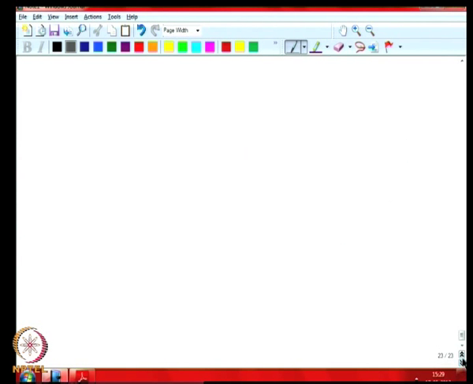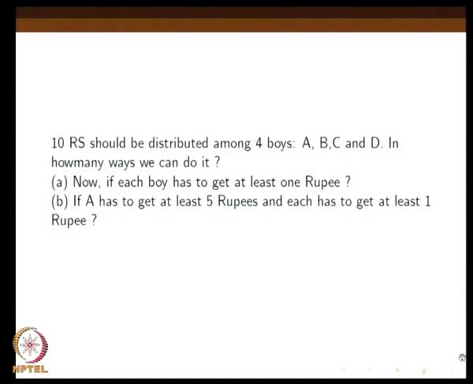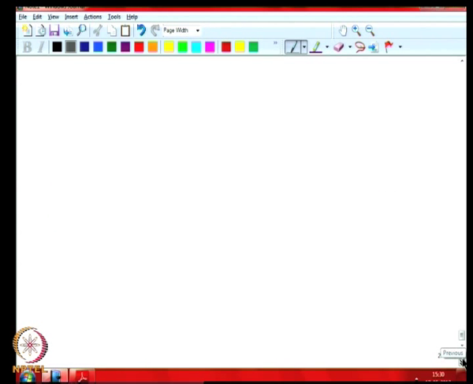And then the next question we want to consider is a similar one, but with a little more sophistication added. If A has to get at least 5 rupees and each has to get at least 1 rupee, then what? The same idea can be used. A has to be given 5 rupees, so give it to him. Out of 10 you have already used 5 rupees, so we have only 5 rupees left. Now, each has to get 1 rupee. A already got 5 rupees, so we do not have to worry about A.